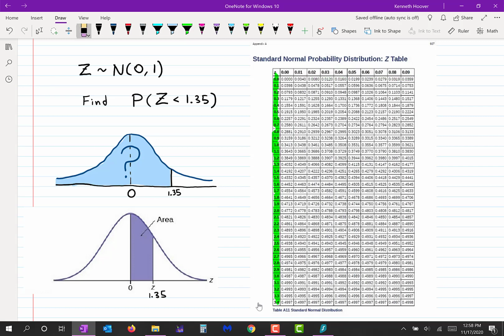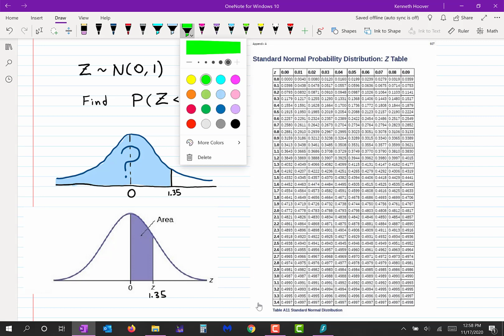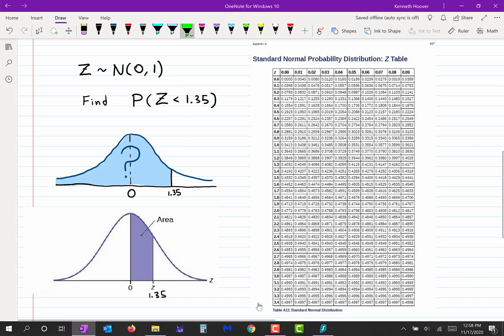How do you do that? Okay, here's what you do. The first two numbers are along the side. So I go down the left side and I look for 1.3. So that's right here. 1.3.